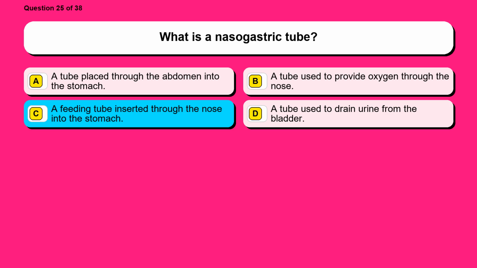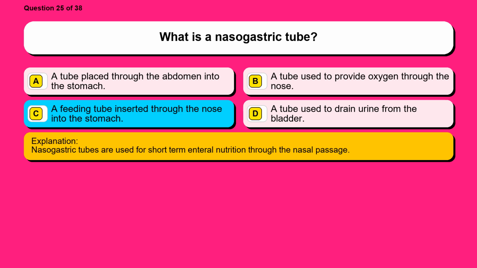The correct answer is option C, a feeding tube inserted through the nose into the stomach. Nasogastric tubes are used for short-term enteral nutrition through the nasal passage.